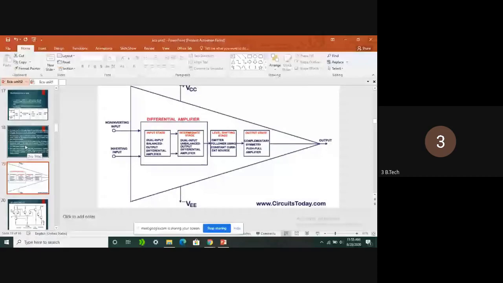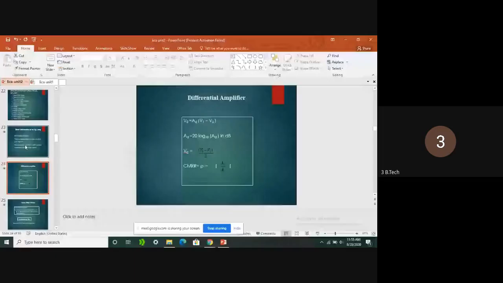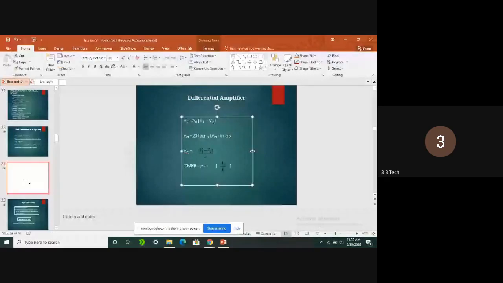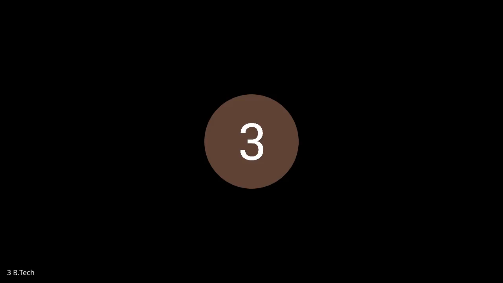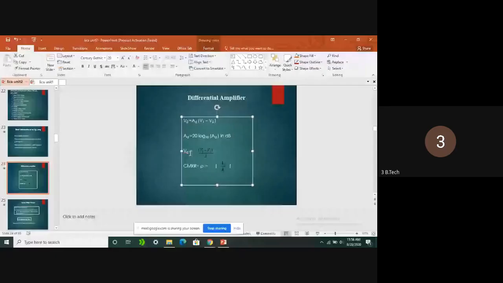Next one is the differential amplifier. Already I told you, a differential amplifier is one whose output should be proportional to V1 minus V2. V1 is one input terminal and V2 is the other input terminal. So in common mode, what is happening? VC equals V1 plus V2.